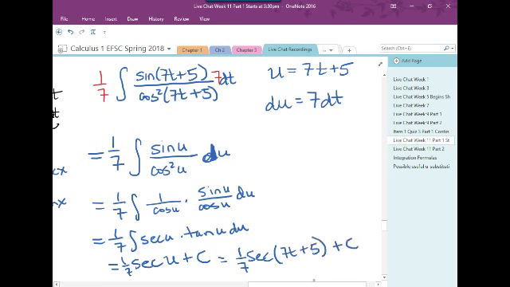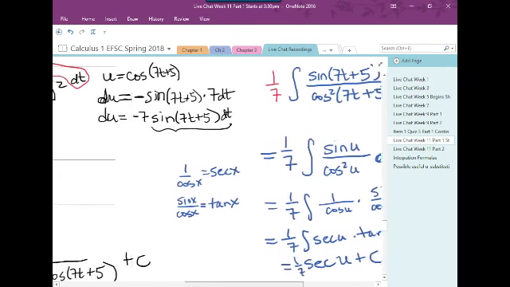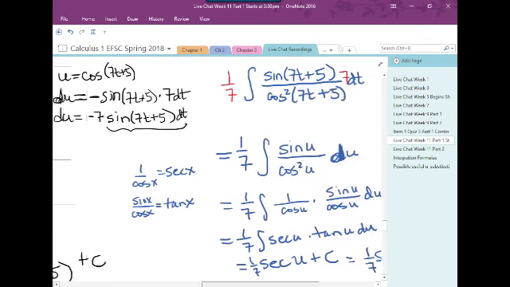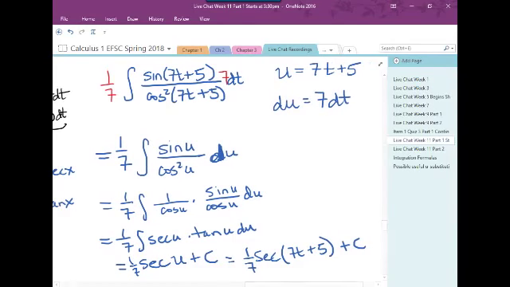Now that looks a little bit different than our previous answer. Remember, our previous answer was 1 over 7 cosine 7t plus 5 plus c, but 1 over a cosine is just a secant. So really that's equivalent to the answer we just got. Okay, so either way you work it, you're going to get to the same place eventually.